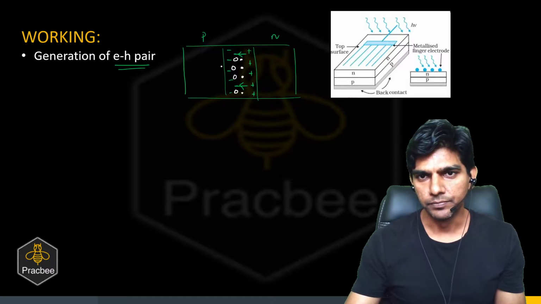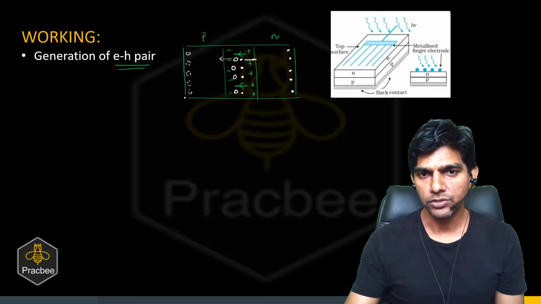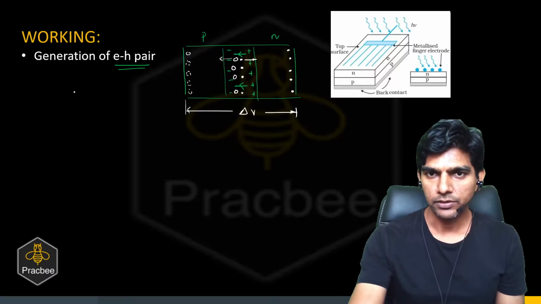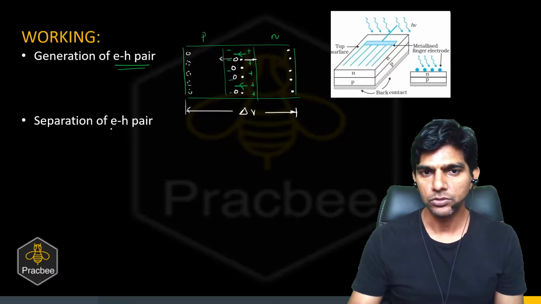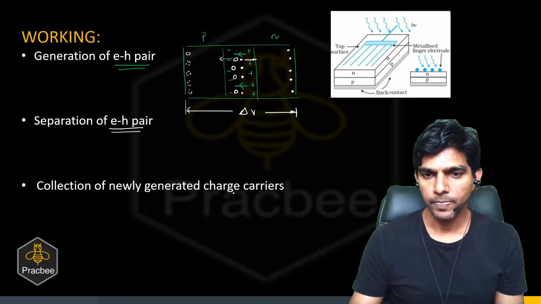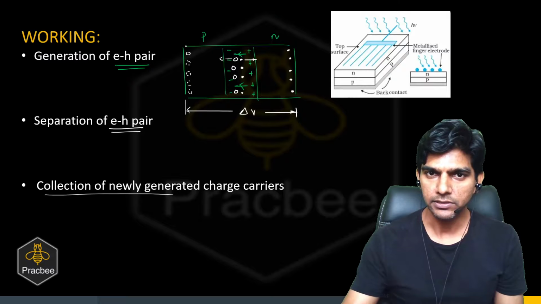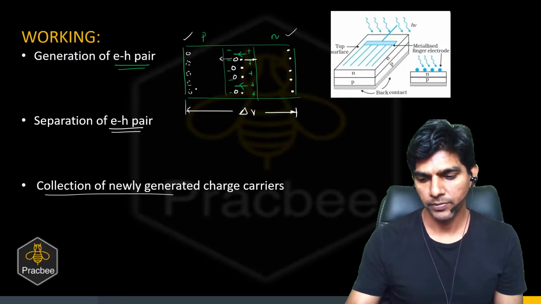Now what would happen due to this electric field? These holes will accumulate on this side, right? And these electrons will accumulate on this side. Due to this, there will be a potential difference at the ends. So first there is an electron hole pair generation, and then there will be a separation of the electron hole pair by the electric field at the depletion region, and then the collection of the newly generated charge carriers. So now we have charge carriers at the ends. Can you see? There is a collection of the charge carriers at the ends.